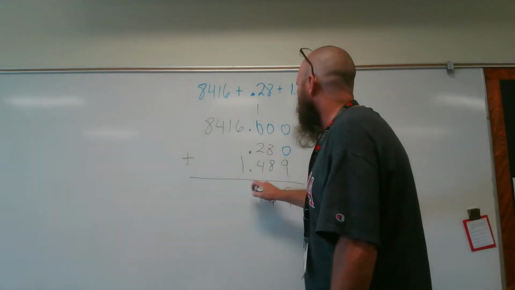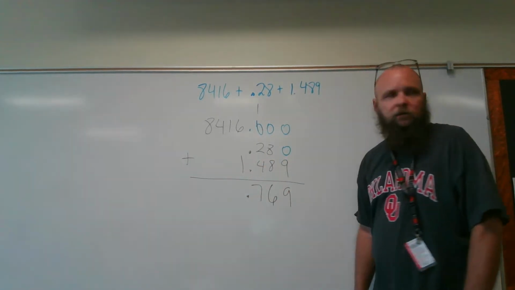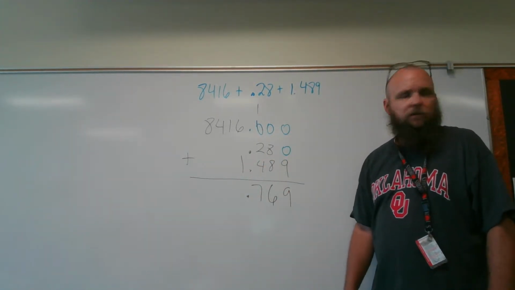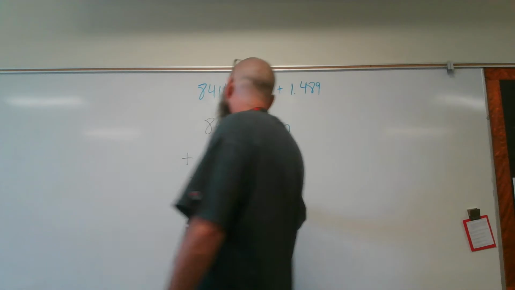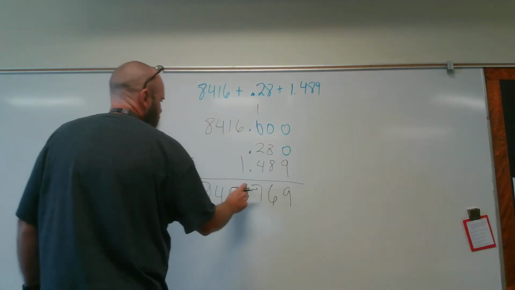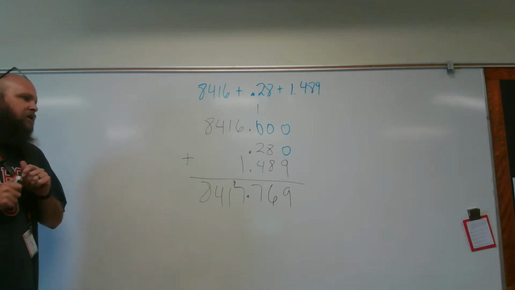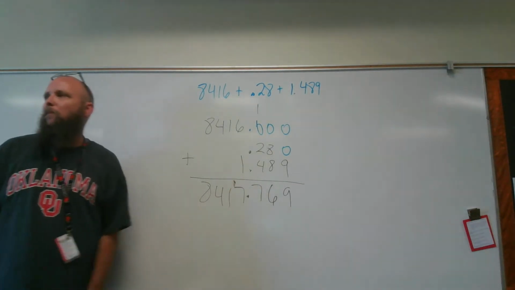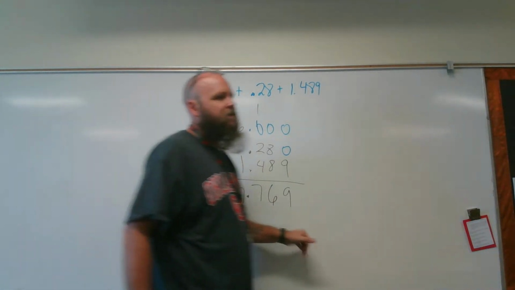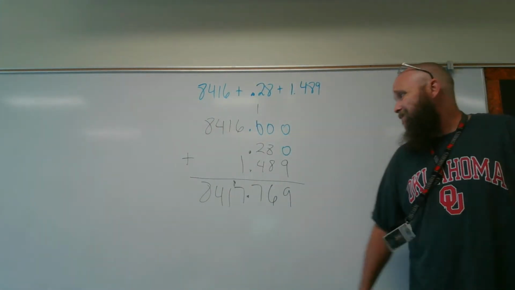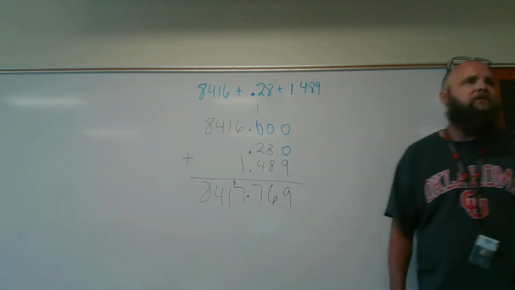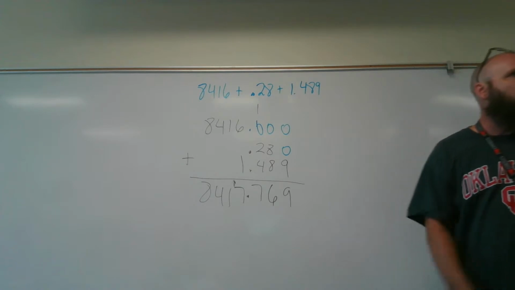7. Decimal point straight down. 6 plus 1. 7. 1, 4, 8. So your estimate was 8,417. We're right by that estimate. 8,417 and 769 thousandths. So we're right about where your estimate was.